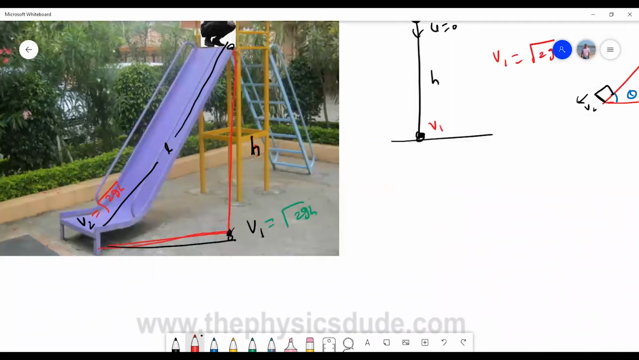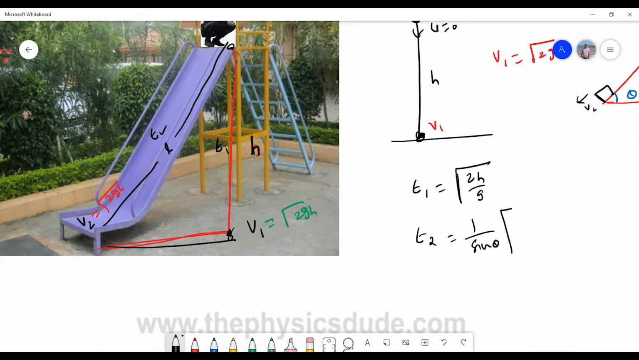Again, let's see the times. If you look at the time of descent, that means the time taken by the man for this part, let's take time t1, and to slide down the time is t2. So we know that for a freely falling body, the time is root over 2h by g. And for an inclined plane, we can write t2 is equal to 1 by sin θ root over 2h by g. This is the time of descent for a body on an inclined plane.